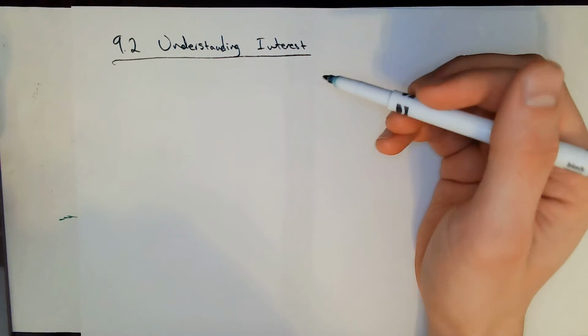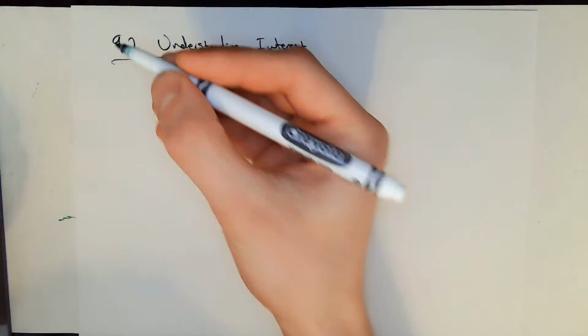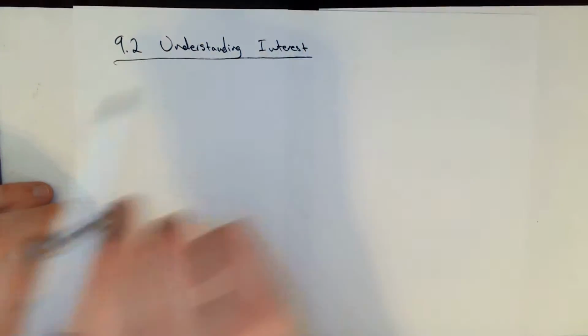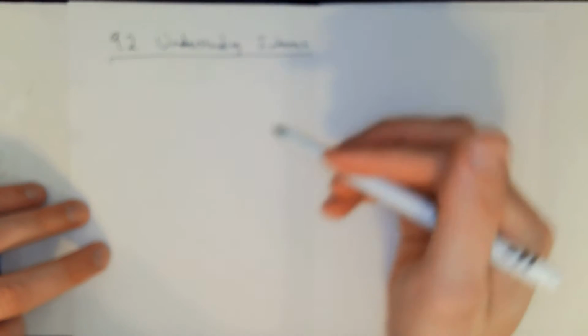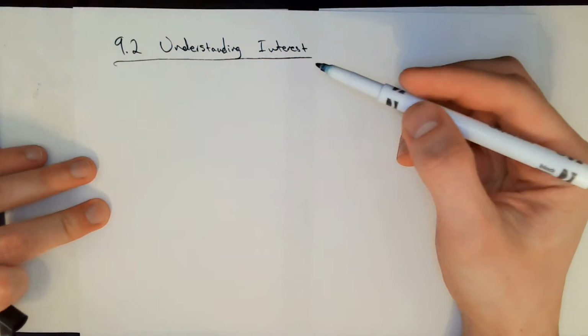Okay, so this is section 2 of chapter 9. Section 2 is called Understanding Interest. We're going to do a lot more than understand interest in this section. We are going to calculate a bunch of different types of interest.